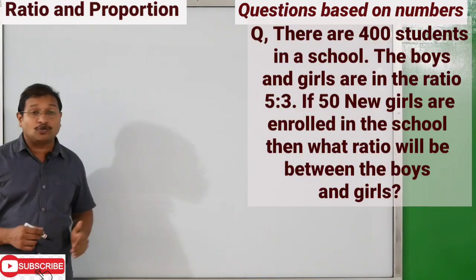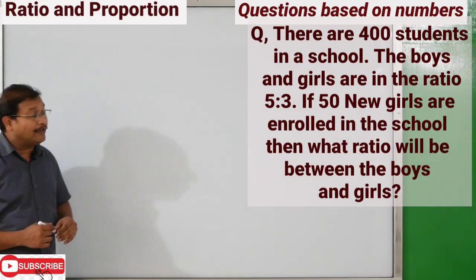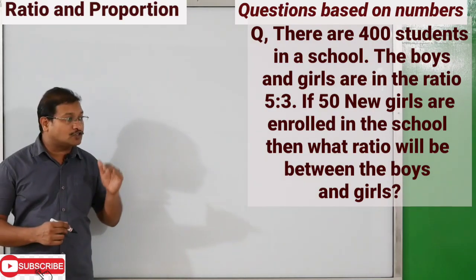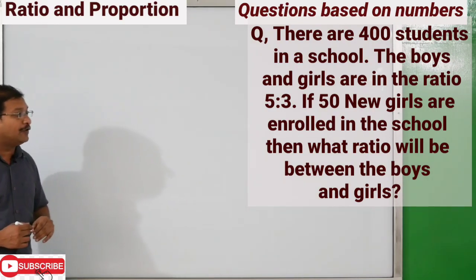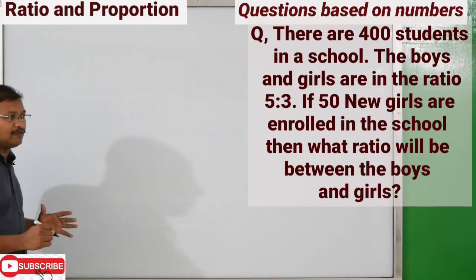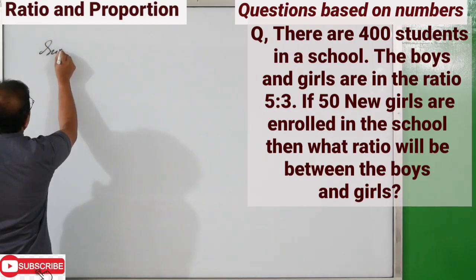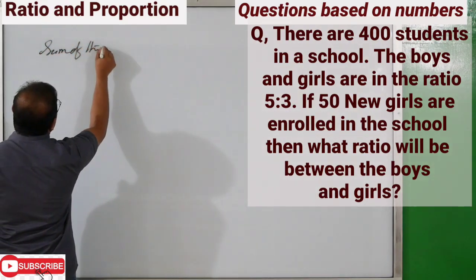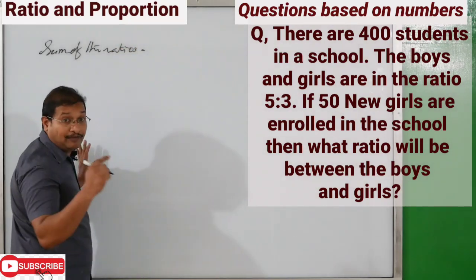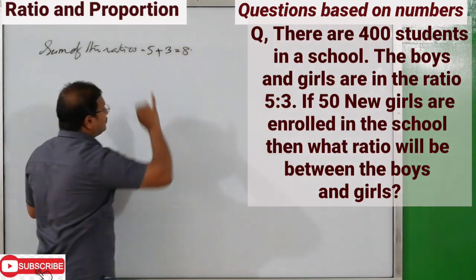There are 400 students in a school. The boys and the girls are in the ratio 5:3. If 50 new girls are enrolled in the school, then what ratio will be between the boys and the girls? So in this question the boys and girls ratio is already given, isn't it? Sum of the ratios, what will you do? Ratios means 5:3. That means you will write 5 plus 3 equals 8.